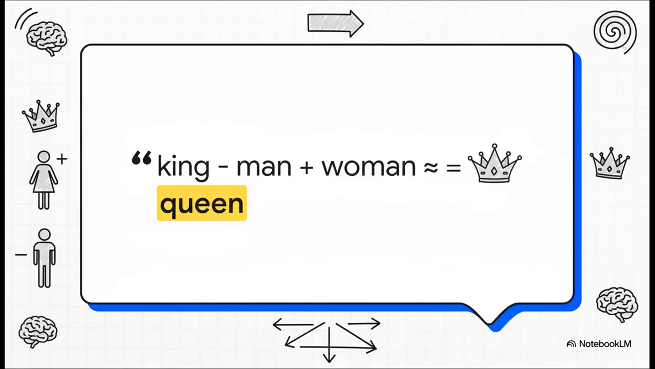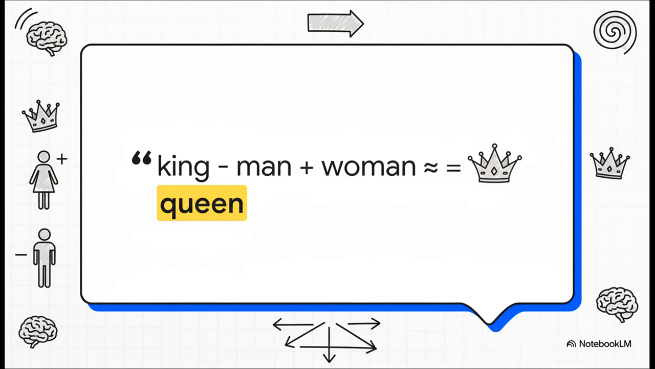Now this is where things get really wild, because the directions on this map of meaning actually, well, they mean something. You can do math with words. The classic example you always see is this one. If you take the vector for king, and you subtract the vector for man, and then you add the vector for woman, the point you land on is almost exactly the same as the vector for queen.